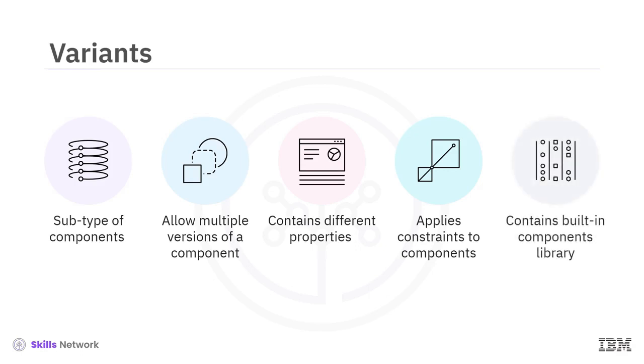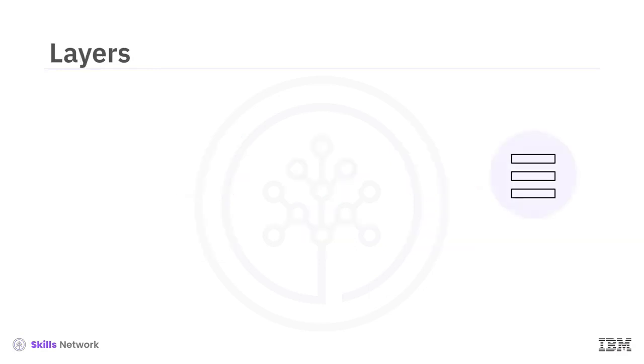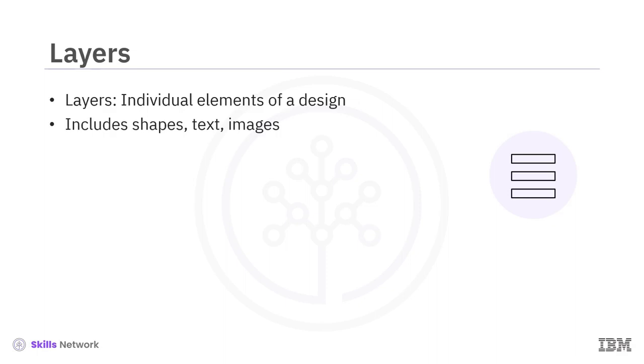Figma has a built-in library of components that you can use to create custom components to add to the library. Another core concept in Figma is called layers. Layers refer to the individual elements that make up a design. They can include shapes, text, images, and other design elements.